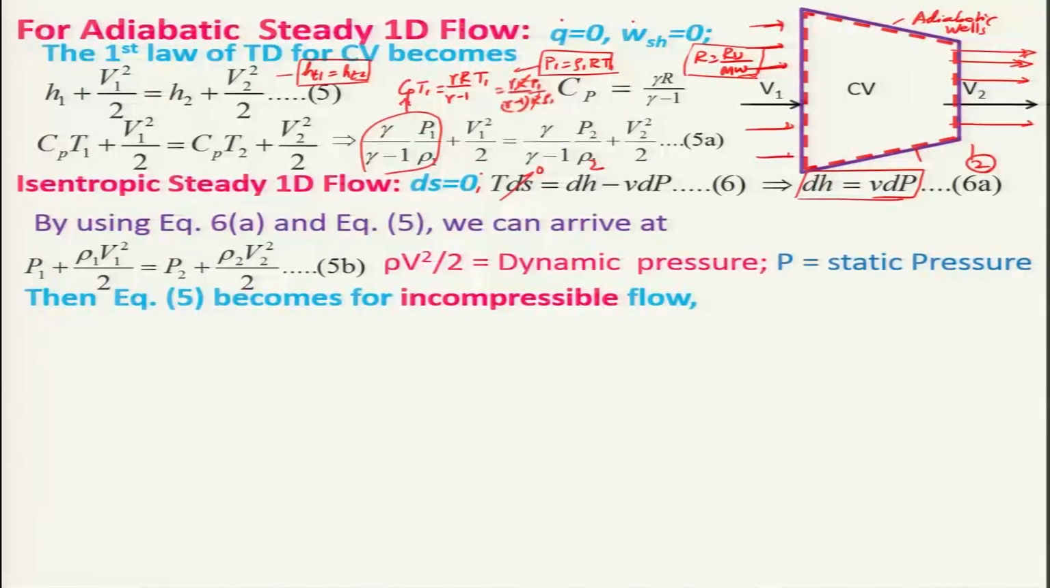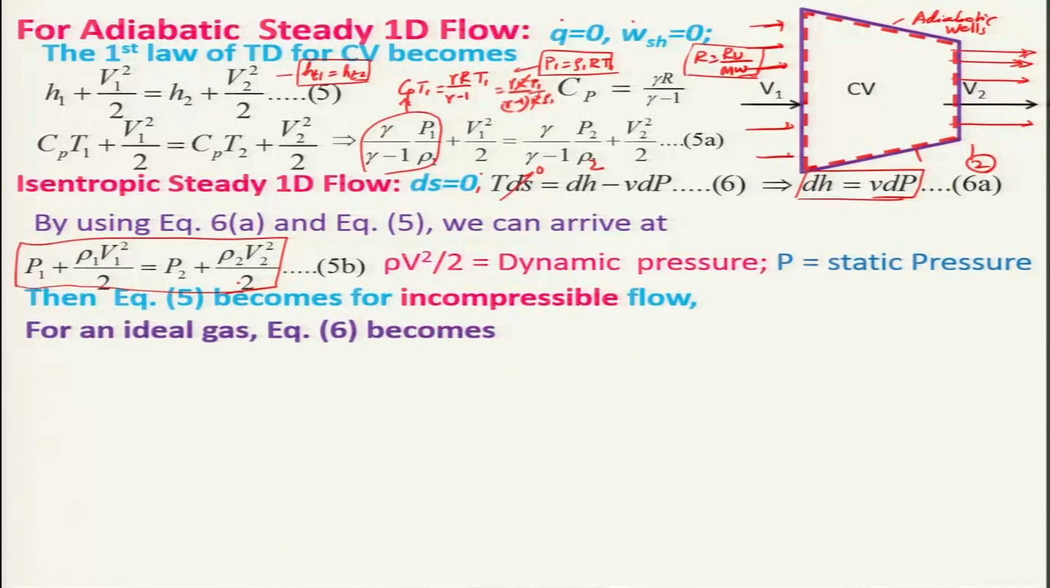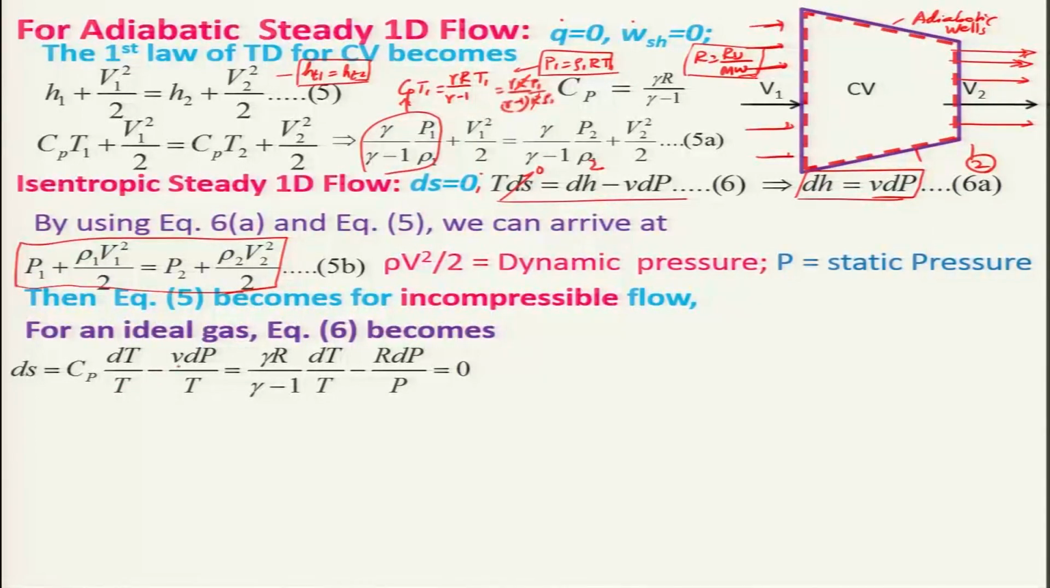Then equation 5, as I told earlier, becomes, for an incompressible fluid, the form of equation 5b. And for an ideal gas, equation 6 becomes Cp dT by T minus v dP by T, which is equal to, in place of Cp, we can place the expression gamma R divided by gamma minus 1, which we had derived here, and minus R dP by P. Now, we know, of course, that P is equal to rho R T for an ideal gas.